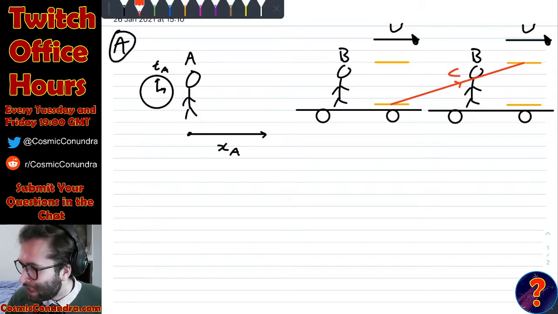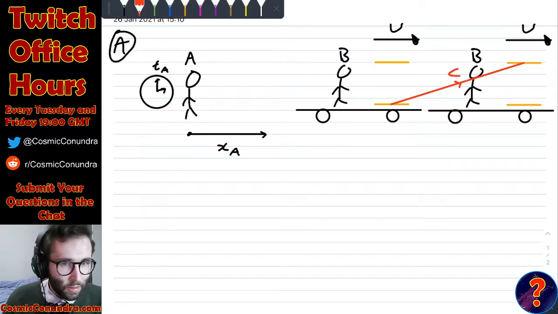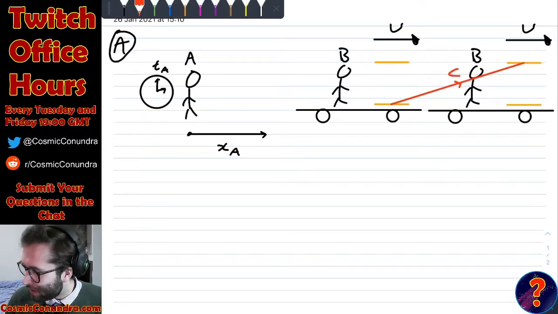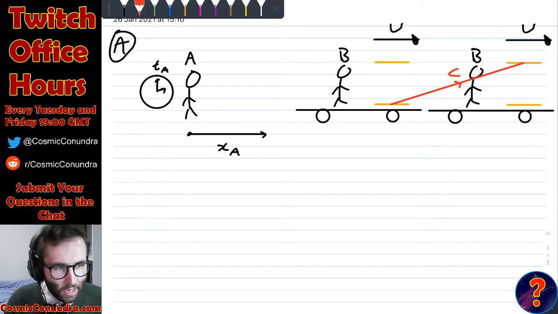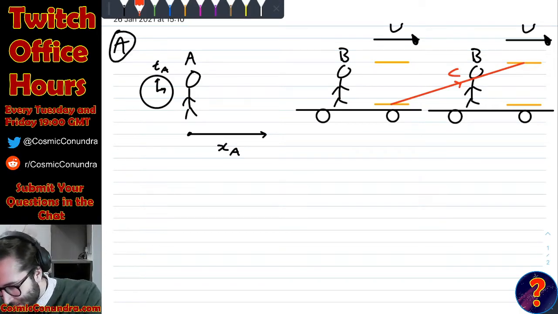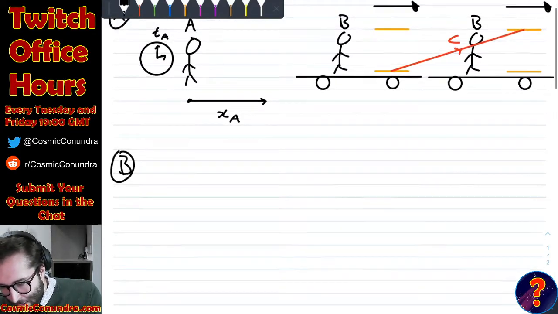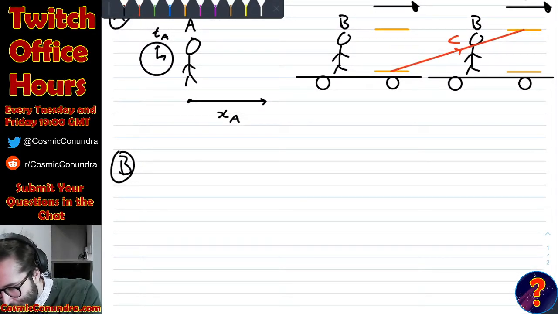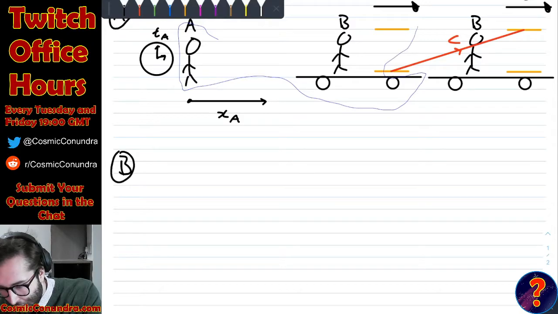This is following on from what we did right at the end last time. If you're unfamiliar with this light clock, you can watch the part where we were talking about this in last Friday's office hour, which is on my YouTube. So this is what person A sees. And now let's think about this from the perspective of person B, the guy on the train with the light clock.